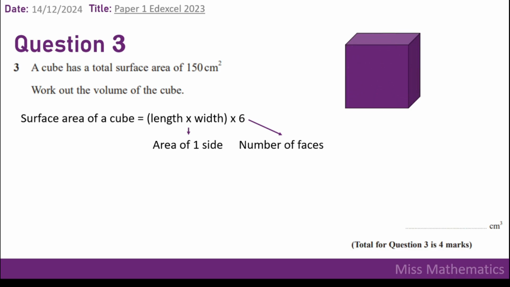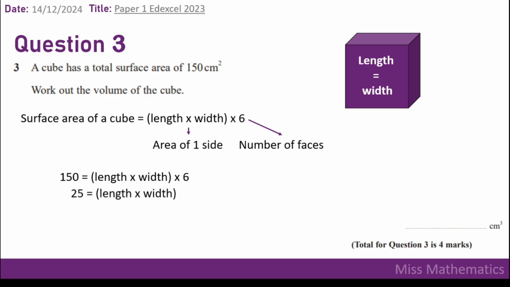So here's a picture of a cube. In a cube, note the length is the same as the width, because it has a square face. Squares have all the sides the same length, so the length equals the width. So we know the surface area is 150, so the 150 is the length times the width times by 6. We can divide both sides by 6 to get an area of one face is 25. That means the length is 5, because 5 times 5 is 25.